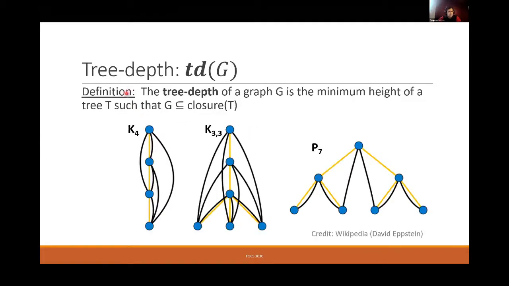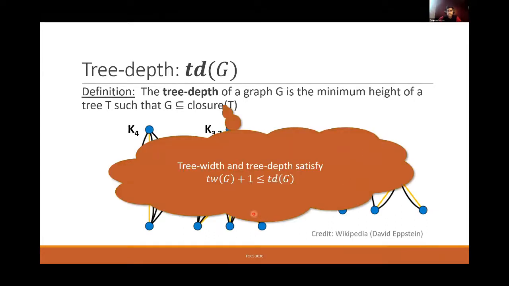Again, I won't go into the precise definition too much, but just as an example, for the clique of size K, it happens to be K. For the complete bipartite graph K_{N,N}, it happens to be N. And for the path of length K, it happens to be log K. For 7, it's 3. And they satisfy this relationship, right?